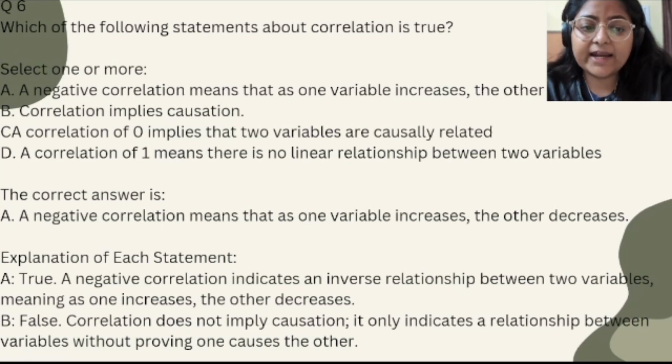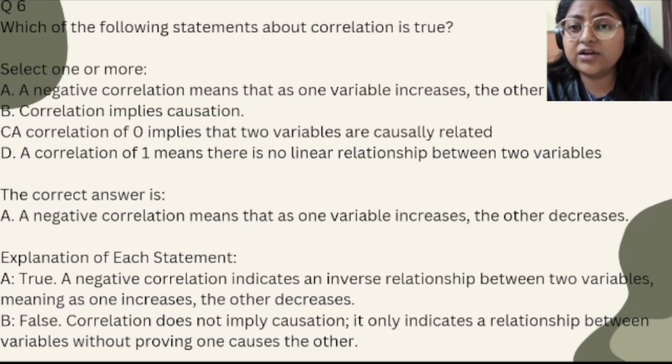A. A negative correlation means that as one variable increases, the other decreases. B. Correlation implies causation. C. A correlation of 0 implies that two variables are causally related. And option D is a correlation of 1 means there is no linear relationship between two variables. So the correct answer to this question would be A. A negative correlation means that as one variable increases, the other decreases.